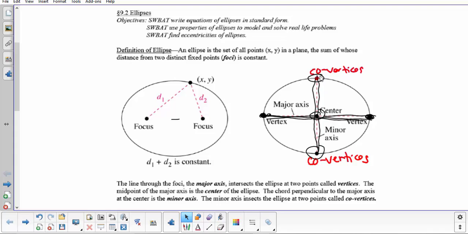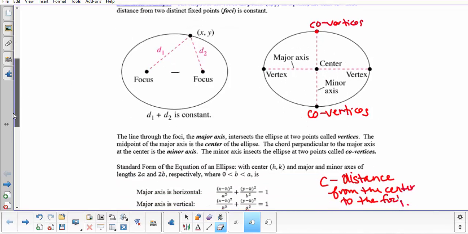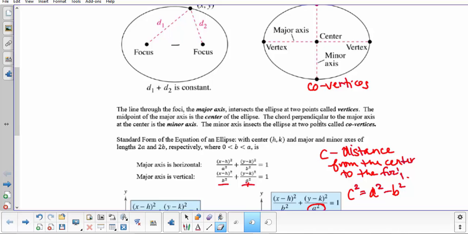Now, your textbook doesn't talk about co-vertices, but it's important to be able to find them so we can graph our ellipses. So anytime you're doing a problem and it asks you to find the vertices, the center, the foci, also get in the habit of finding the co-vertices, because I will require you to find co-vertices on any tests or quizzes. So these are the important pieces of an ellipse that you need to know. And down here I explain in writing what all those points are.